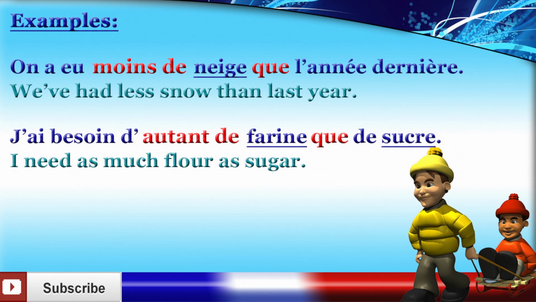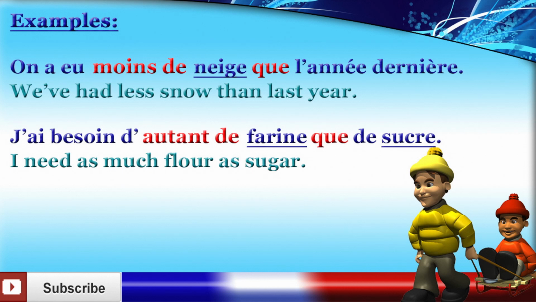For example, on a eu moins de neige que l'année dernière. We've had less snow than last year. As you can see, because we're comparing a noun, neige, we've had to add the little word de between the comparative adverb moins and the noun. And although the whole structure is followed by another noun, année, meaning year, we don't need the little word de before année because we're not comparing the two nouns with each other.